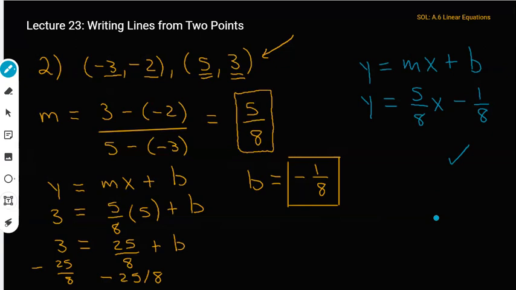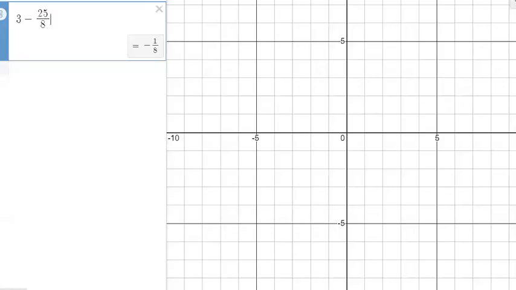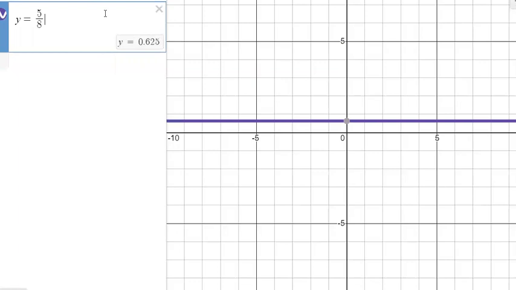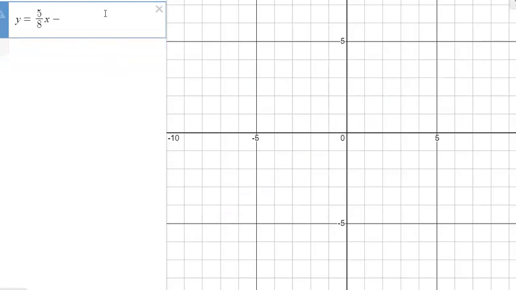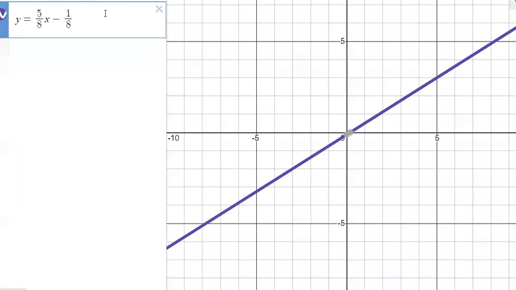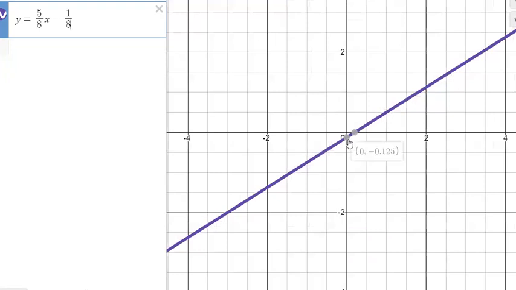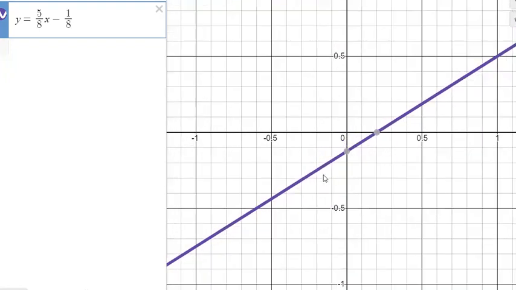So now let's check our answer to make sure that this line goes through those 2 points. I'm going to go over to Desmos and I'm going to type my line in. y equals 5 over 8 times x minus 1 over 8. And I get this purple line right here. I'm going to zoom in a little bit so you can see it better. So this line has a y-intercept of negative 1/8, and it has an x-intercept of 1/5.